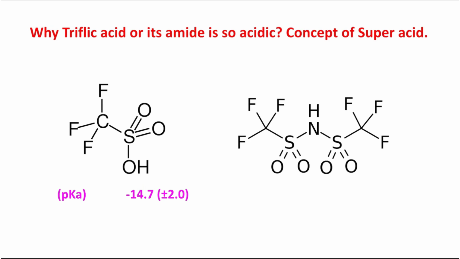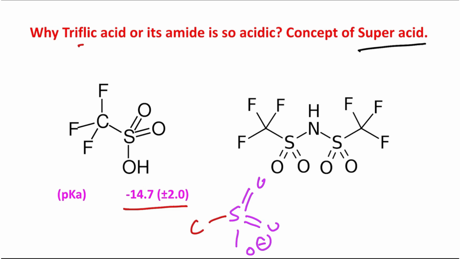Now, for a little more understanding, you can look at the structure of this triflic acid. Its pKa is minus 14.7, meaning it is stronger than concentrated sulfuric acid, and that's why it is called a superacid. So why is it very stable? Because the conjugate base, I mean here you can see this O minus, is extremely stabilized because there is a CF3 group.